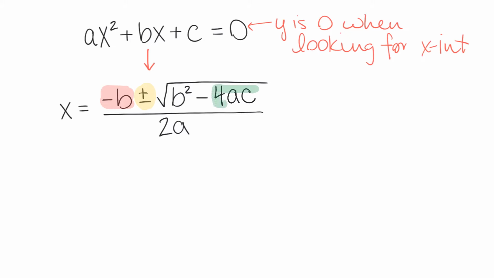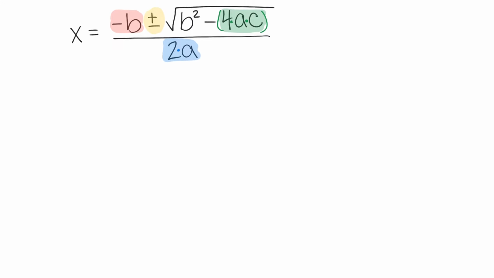This 4ac, you can almost envision this with brackets around it, right? And when letters are written right next to each other, that means multiply. So 4 times a times c. Down here, the 2a, of course, is also multiplication. So you're going to multiply 2 times a, and then we're dividing the whole thing. So let's see what this looks like.